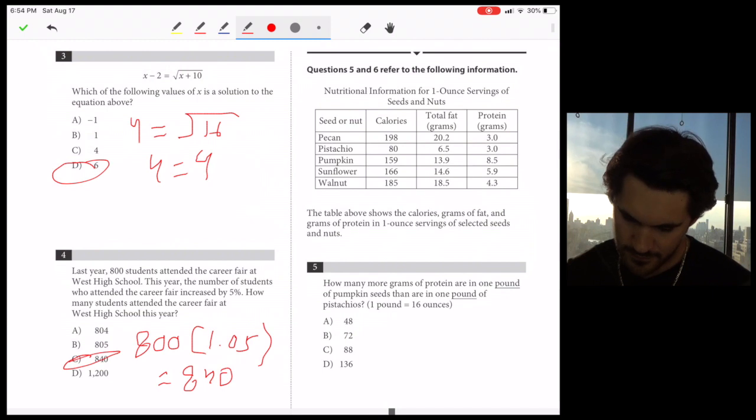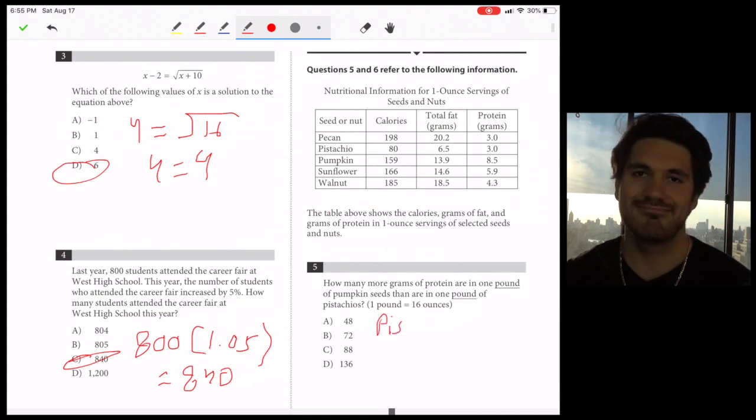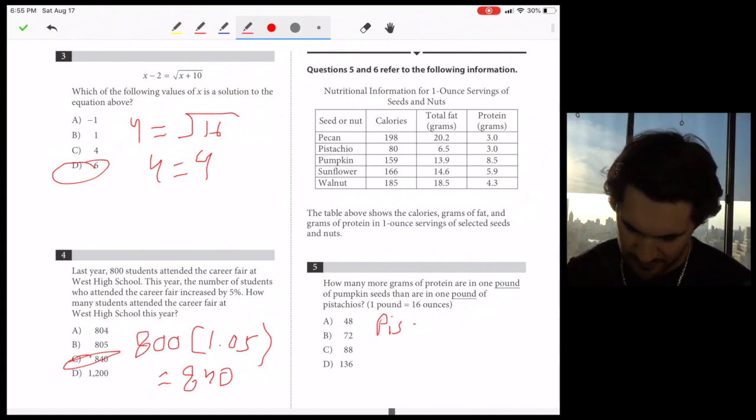Number 5. Oh, lovely chart question. How many more grams of protein are in 1 pound of pumpkin seeds than there are in 1 pound of pistachios? Okay, so let's see. In pistachios, we have 3 grams of protein in 1 ounce, but there are 16 ounces. So we would have to do 16 times 3, which would give us 48.